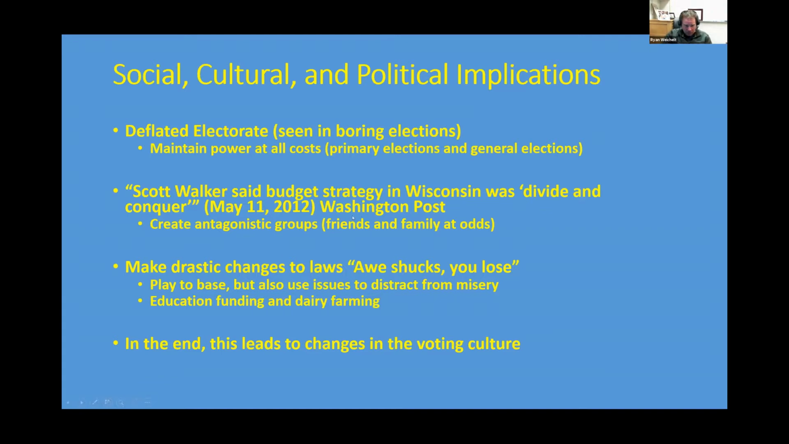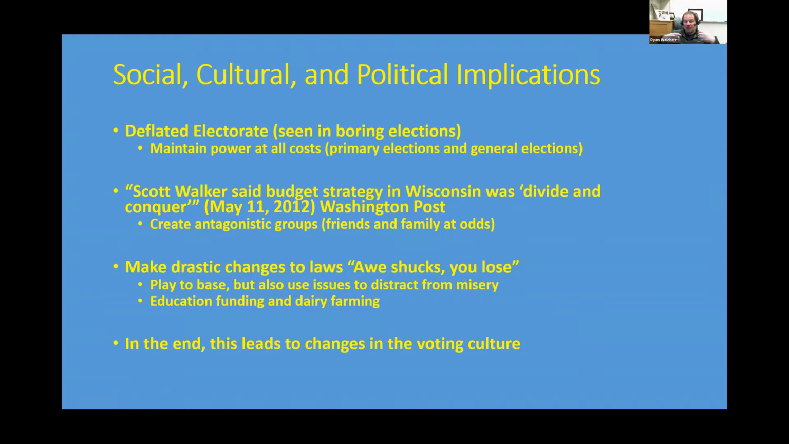You know, we think about Scott Walker and his budget strategy of Wisconsin divide and conquer. This creates antagonistic groups. Family and friends are at odds. And you'll see a slide in just a bit, having worked in a university, the UW system, obviously I still have some family members, and we don't really talk about it anymore because of the cuts and everything associated with it. You can make drastic changes to laws because you're completely in power, right? Kind of this, oh shucks, you lose type of situation. You play to your base, which helps you at times if you can distract from the misery that's happening at different levels. If you think of economic misery, you start pushing other social, cultural types of things, and it can really distract from what's happening.